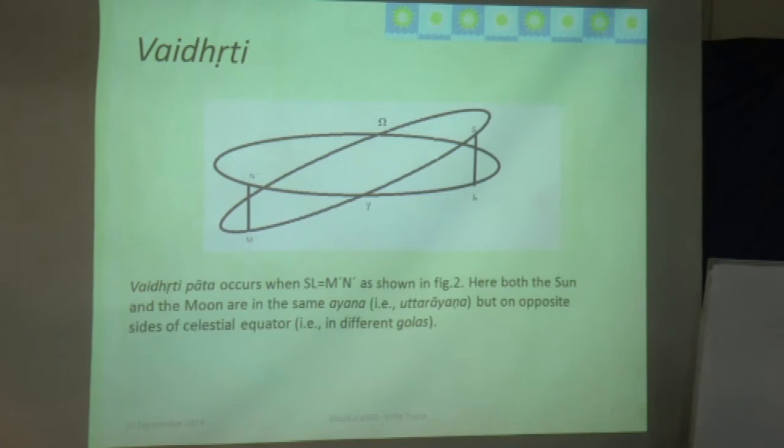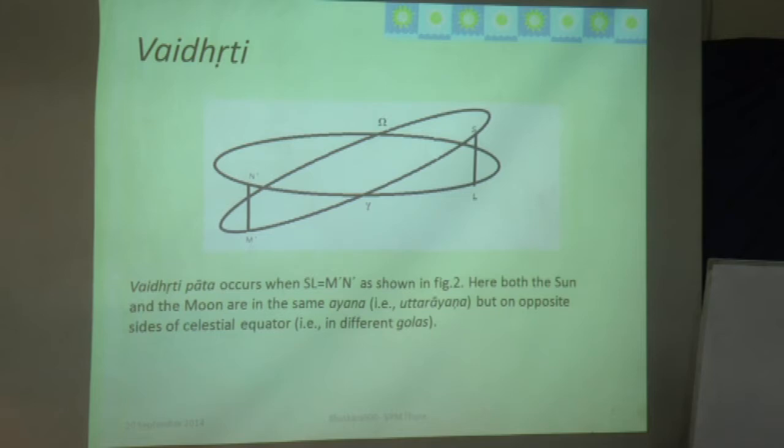In the same way, the Vaidhriti occurs when S L and M dash N dash are equal. Here we can see that S and M dash are both in the same ayana, but in different golas. S is in Uttara Gola and M is in Dakshina Gola, but the declinations are equal. So this pata is known to be Vaidhriti pata.